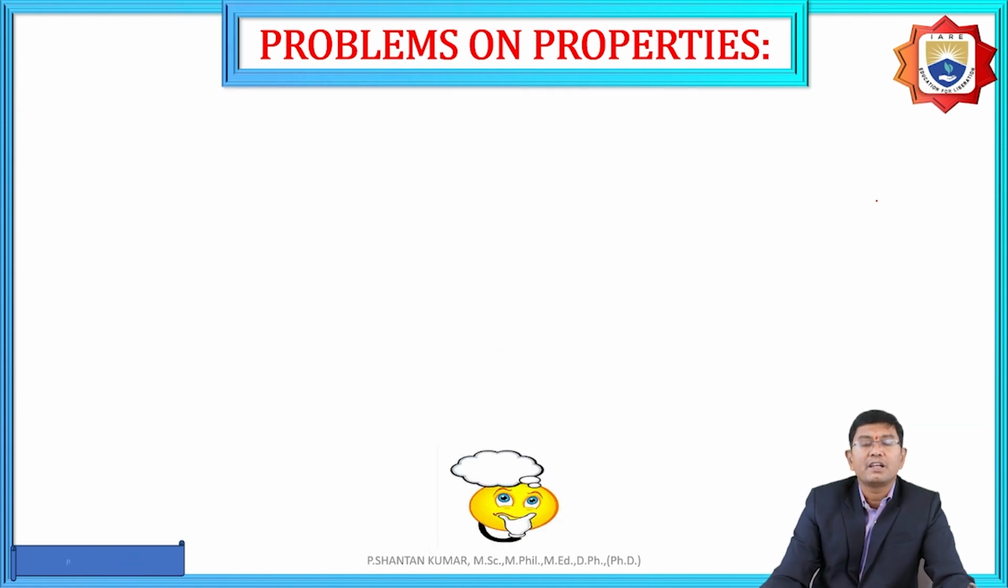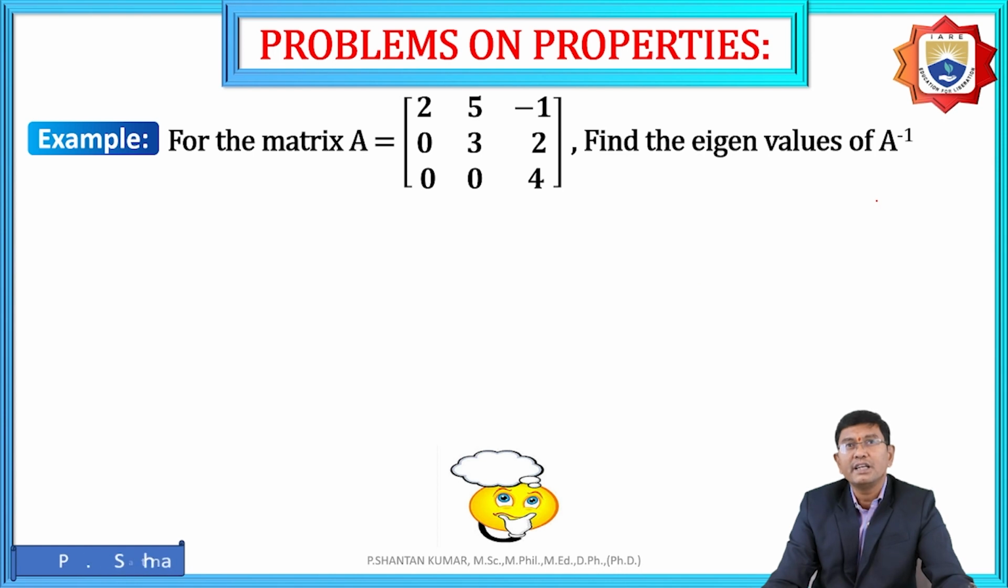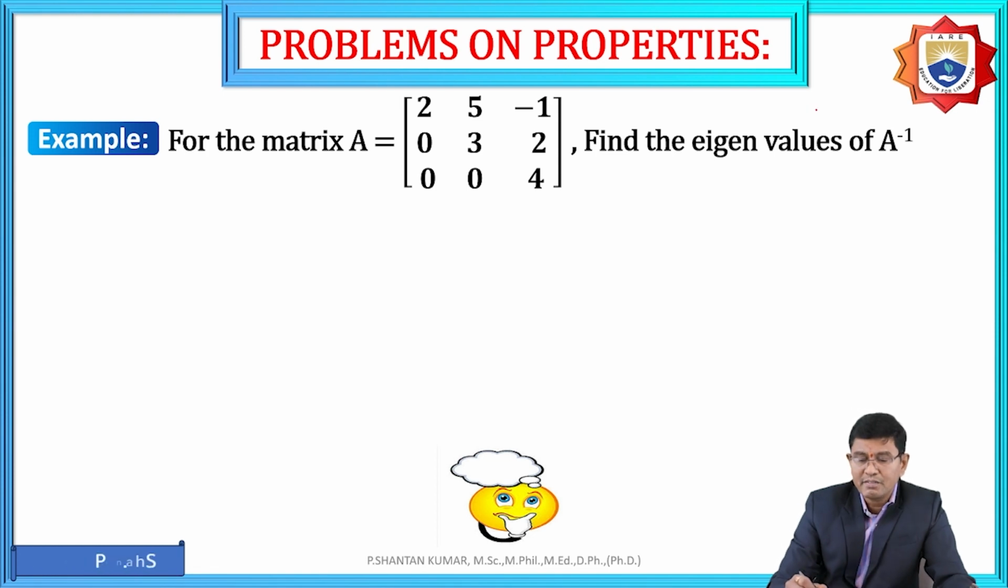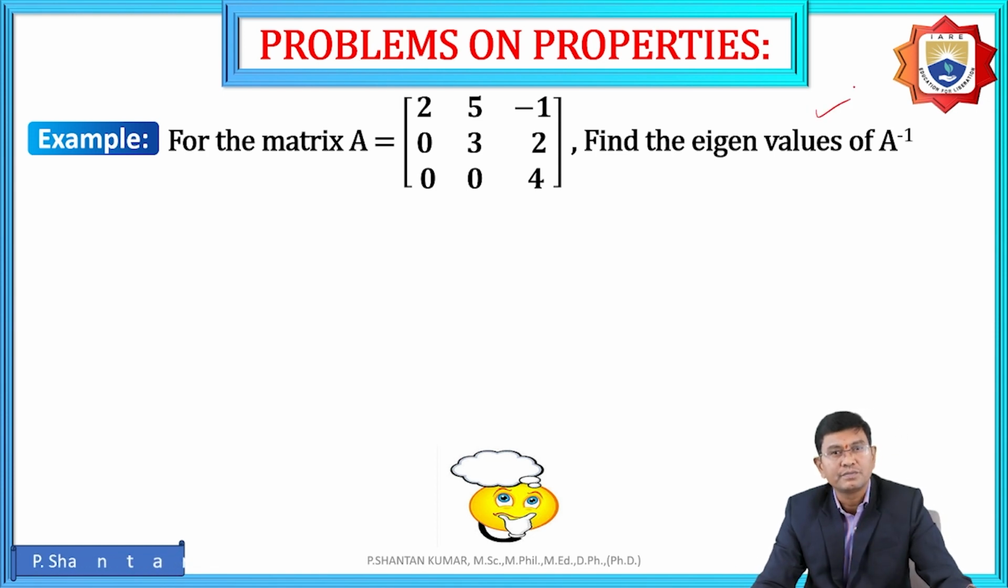And one other, for the matrix A = [2 5 -1; 0 3 2; 0 0 4], find the eigenvalues of A inverse. Here A inverse means we should not calculate the adjoint of A. By using the property of the eigenvalues, we need to find it.